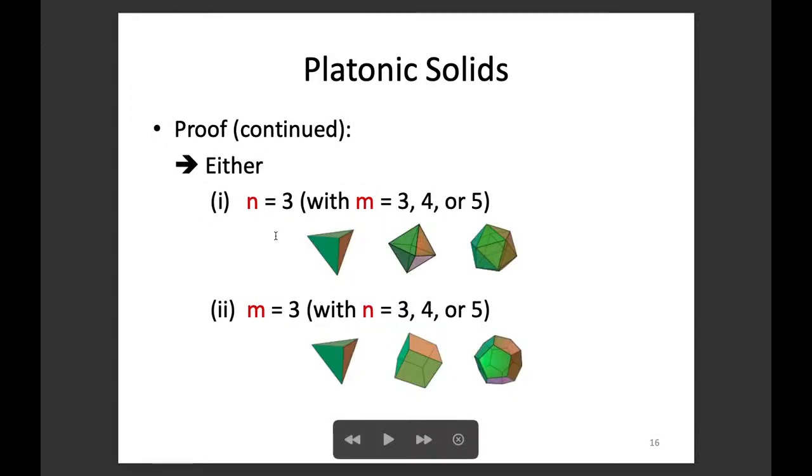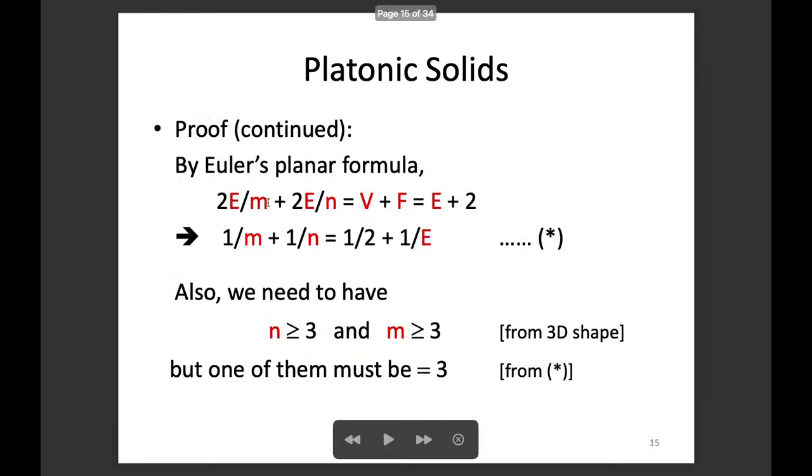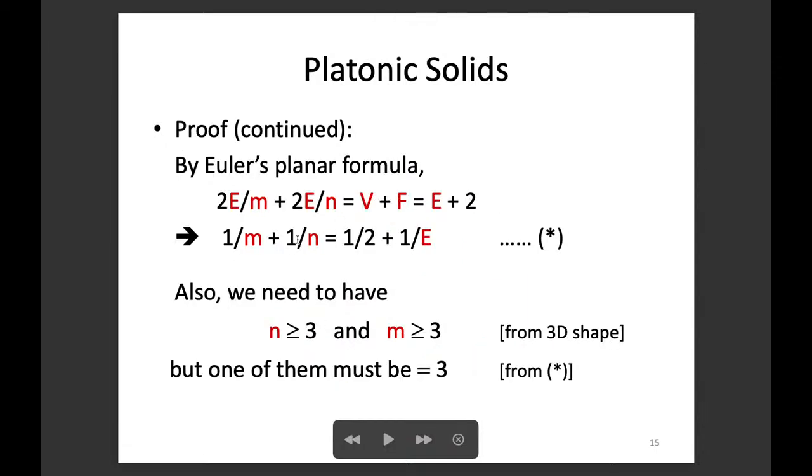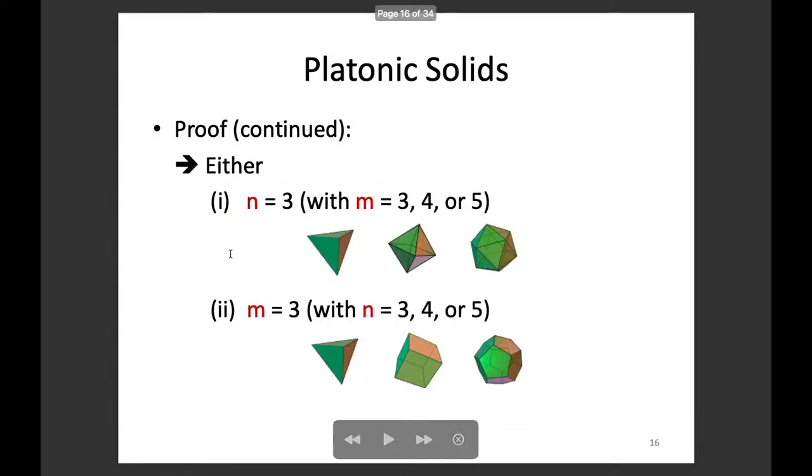So when n is equal to 3, let's try n is equal to 3, what will happen? Now when n is equal to 3, then the variation of m can be 3, 4, 5. It cannot be 6 because 1 over 3 plus 1 over 6 is only 1 over 2. So it cannot be more than 1 over 2. So what does that mean? When n is fixed to be 3, the variation of m can only be 3, 4, 5. And these are the corresponding 3D shapes that we can draw.